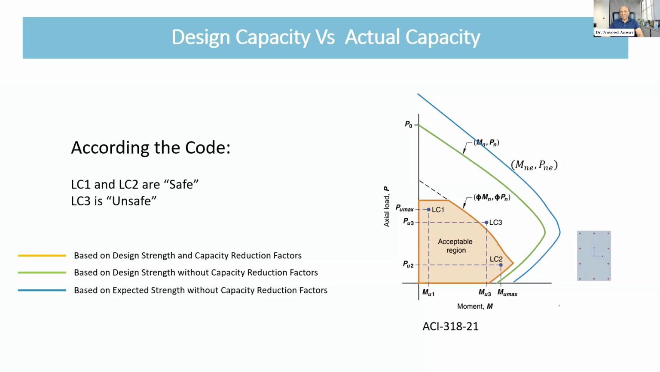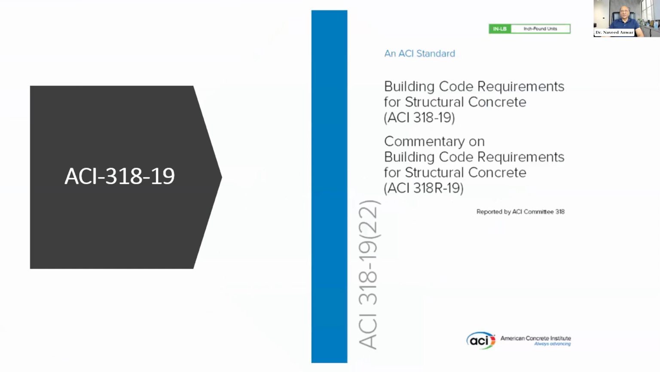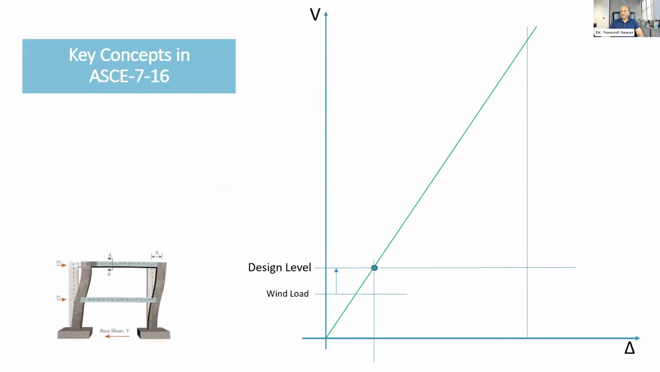This is how we design it. But then the question is, will it be sufficient when the time comes, when it is tested for earthquake? Because this procedure is not suitable for earthquake. So for seismic effects, we are looking at now the ASCE and ACI approaches, and they are actually combined together. So ASCE 318-19, this code here, is what we are discussing. And then we will go into more details of this code.